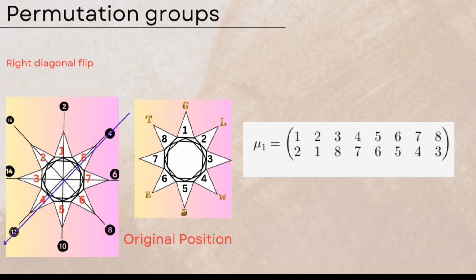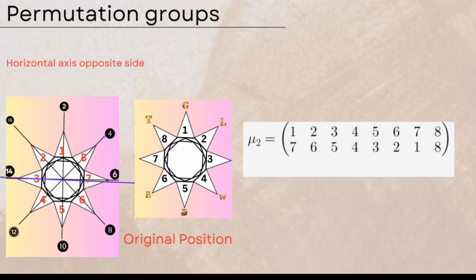Now, for our right diagonal flip, we have mu sub 1: 1 to 2, 2 to 1, 3 to 8, 4 to 7, 5 to 6, 6 to 5, 7 to 4, and 8 to 3. Now, for our horizontal axis opposite side, we have mu sub 2: 1 to 7, 2 to 6, 3 to 5, 4 to 4, 5 to 3, 6 to 2, 7 to 1, and 8 to 8.